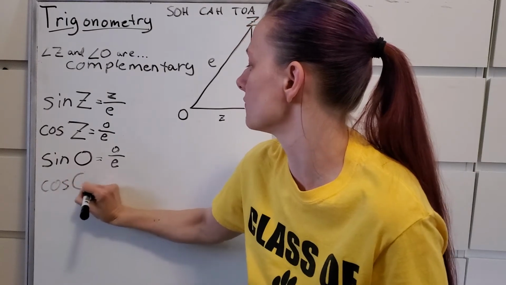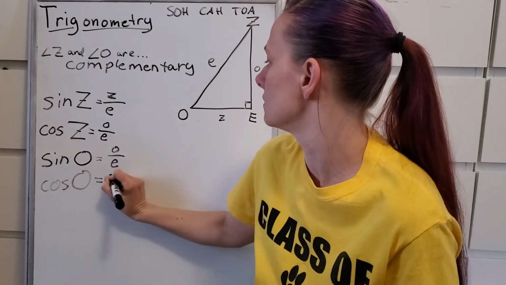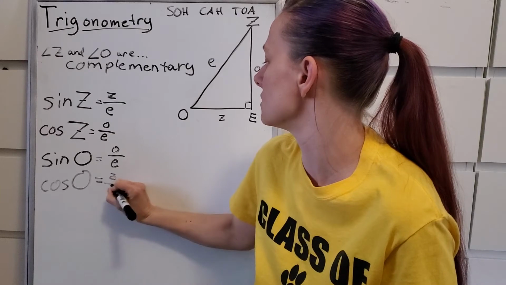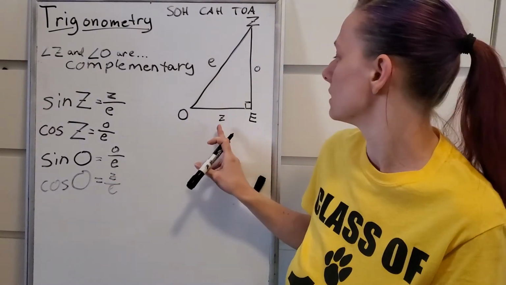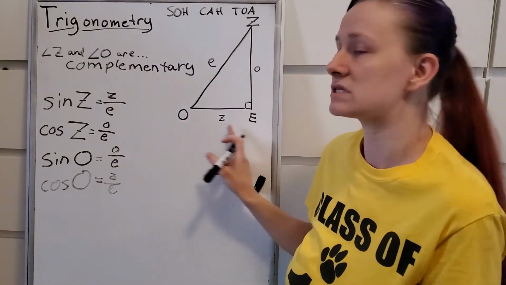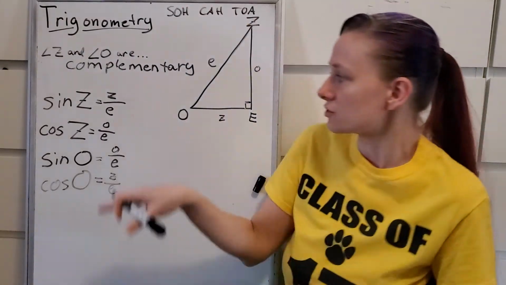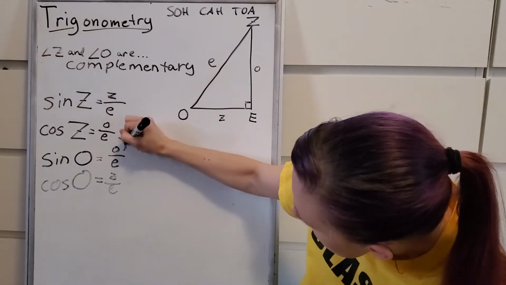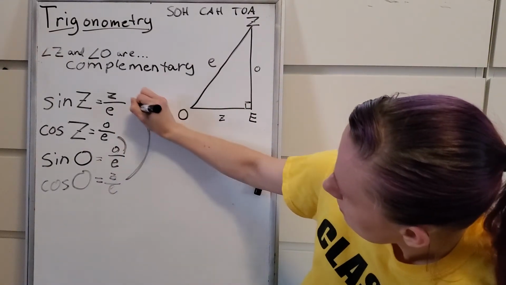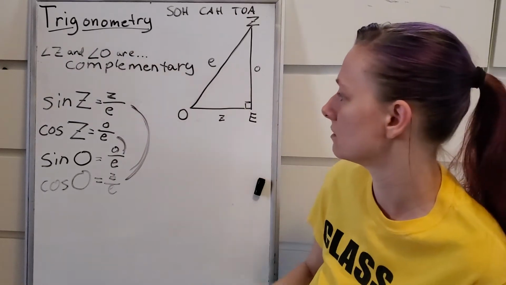And the cosine of O is going to be Z over E, because Z is adjacent to O. It's opposite Z and it's adjacent to O. So the sine for one is going to be the cosine for the other. So these two match and these two match.